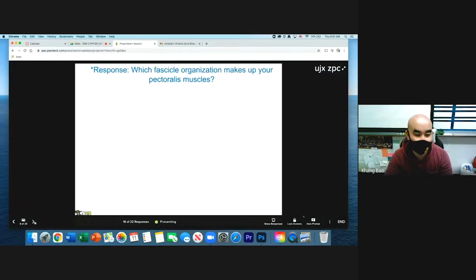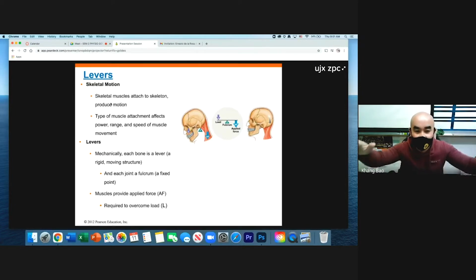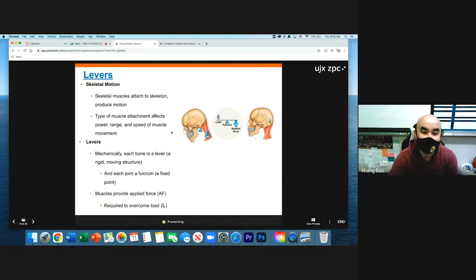Okay, moving on. All right, so that's how muscles are organized. Let's talk about how muscles create movement. For muscle movement, we call them levers. A lever is like a seesaw at the playground that you see, right? You have two ends, and there's something in the middle that allows it to move up and down, like a seesaw at the playground. So we call it a lever.